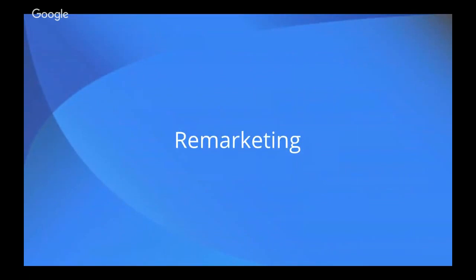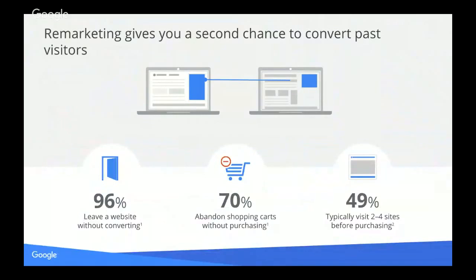Having looked at custom affinity and display select, the third targeting option is remarketing. Let's take a quick look at remarketing. Remarketing gives you a second chance to convert past visitors. It helps you enable brand loyalty. 96% of users leave a website without converting. 70% abandon shopping carts without purchasing. And 49% typically visit 2 to 4 sites before purchasing. And these are the users that we want to retarget.